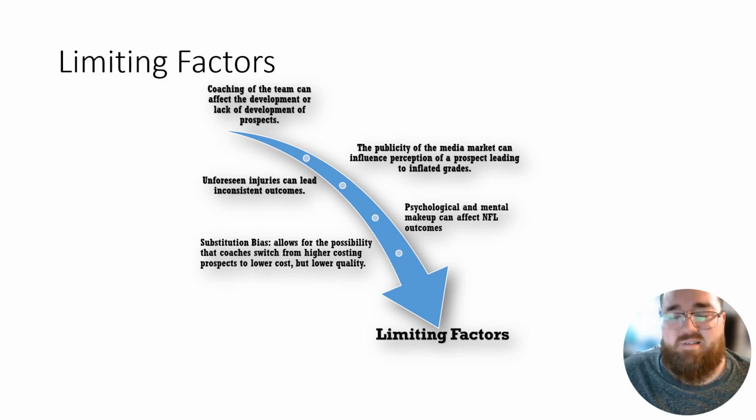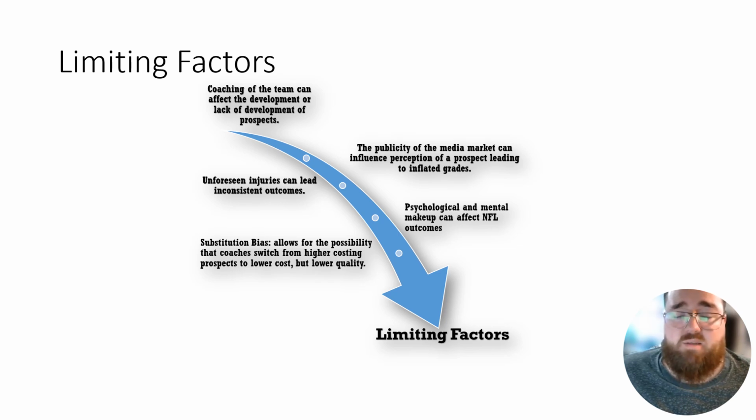It creates a bias, if you will, that can influence the data in terms of real AV. And then, of course, psychological and mental makeup can affect NFL outcomes. This just deals with the mental aspect of things. Are they mature? Do they have alcohol or substance issues? All those different kinds of things can have those effects. And of course, substitution bias.